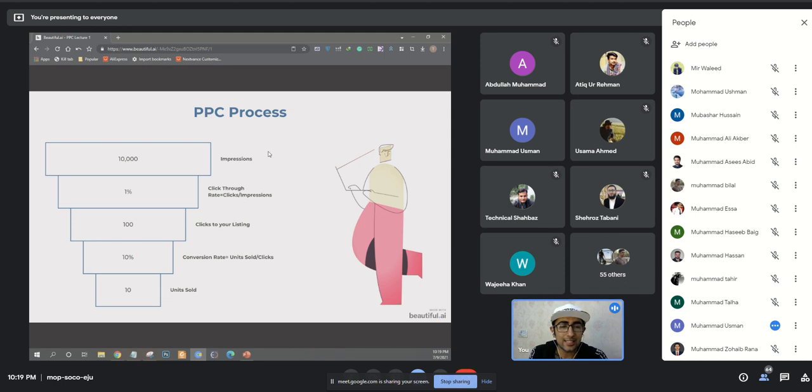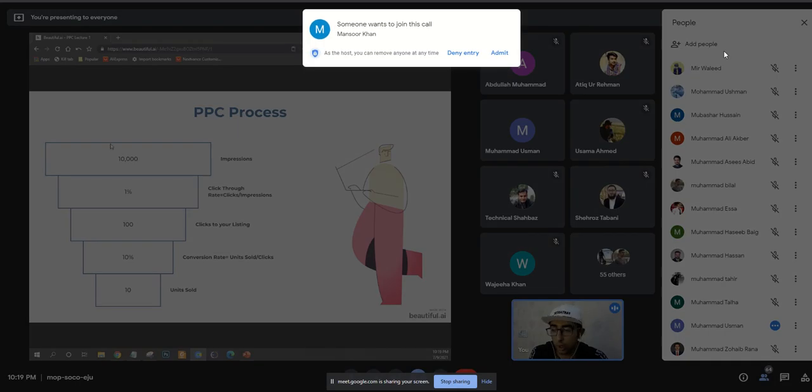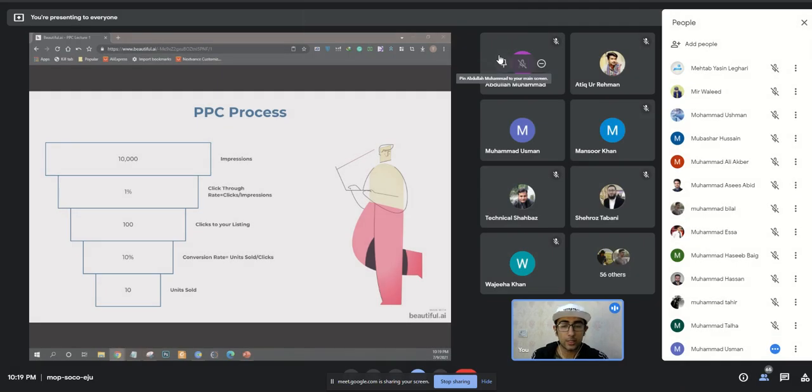So let's assume 1% of those impressions converted to clicks. Click-through rate is equal to clicks divided by impressions. Assuming it is only 1%, so 1% of those clicked on my listing. That means I get 100 clicks. So now I have 100 people going to my listing.